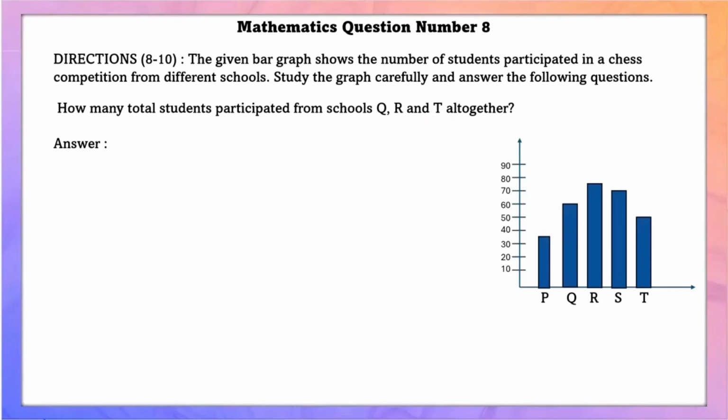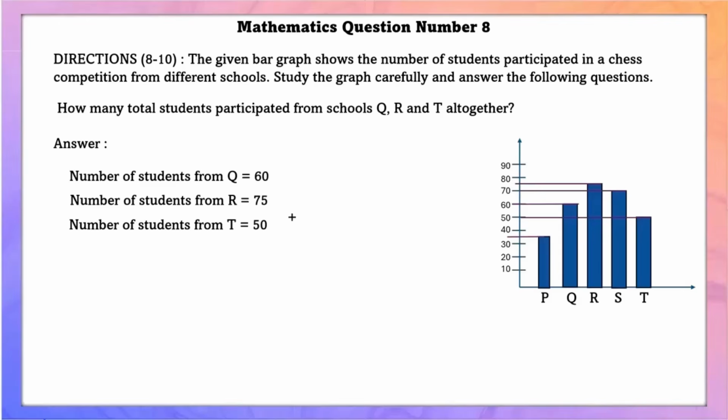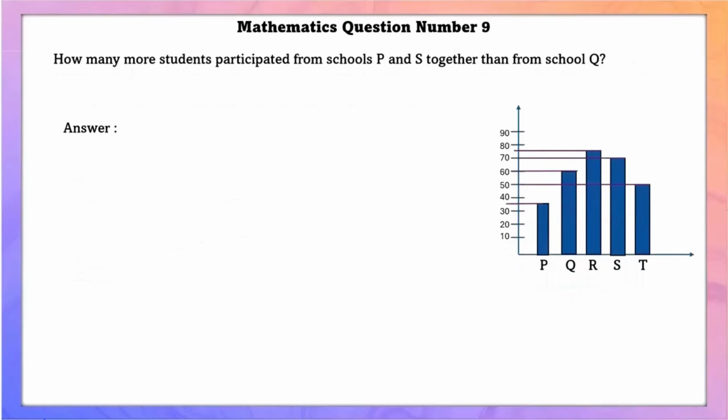Mathematics question number 8. The given bar graph shows the number of students participated in a chess competition from different schools. Study the graph carefully and answer the following questions. First, let us see how many students participated in a chess competition from schools P, Q, R, S and T. Let us mark all these. Now let us come to the question. How many total students participated from school Q, R and T altogether? So total number of students who participated from schools Q, R and T altogether is 185.